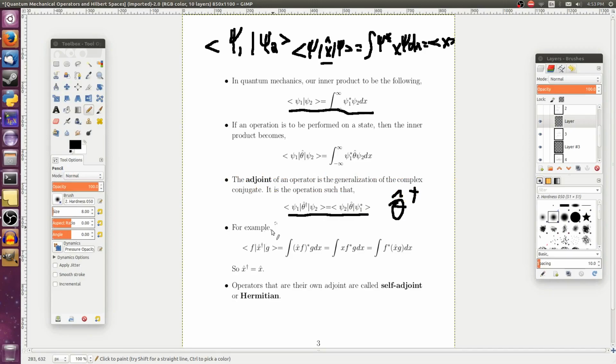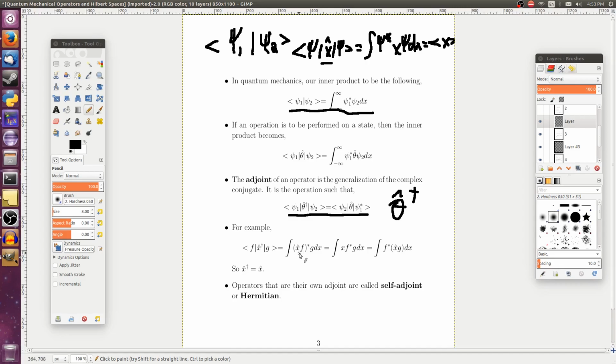So, for a concrete example, if we want to find what the adjoint of x hat is, then we would take the integral. Here I've neglected to put negative infinity to infinity, but it's just assumed. So the definition tells us that x dagger is going to be the same thing as acting on f with x, then taking its conjugate, multiplying it by g, then integrating with respect to x.